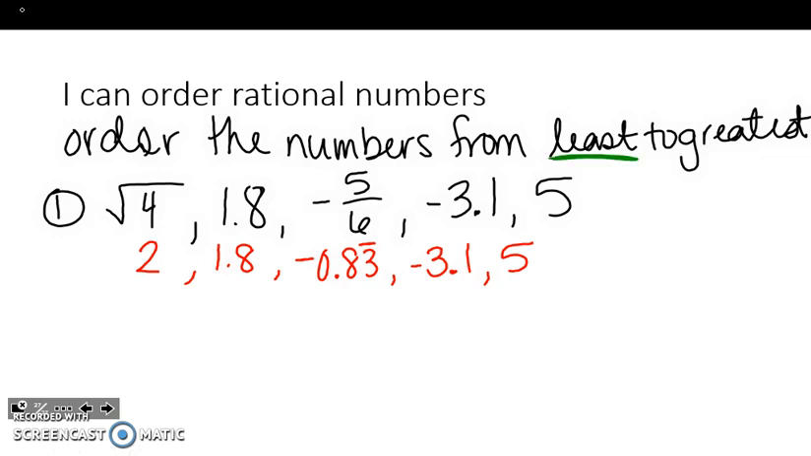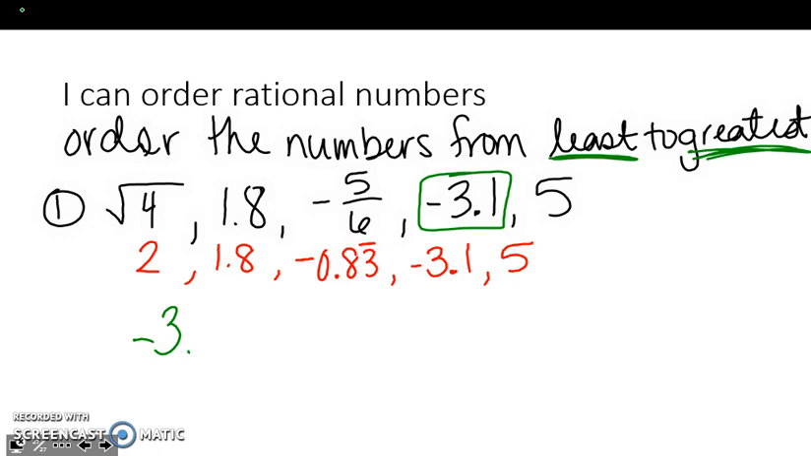Now, remember, we are ordering these from least to greatest this time. So that means that all of our negative numbers should go first, because negative numbers are always smaller than positive numbers. So we have two negative numbers. We have negative 5/6 and we have negative 3.1. Okay, so we need to determine which one of those is smaller. Remember, it's the opposite of positive numbers. So if these were positive, 3.1 would be the bigger number. So that means when they're negative, it's going to be the smaller number. So negative 3.1 is going to be our first number.